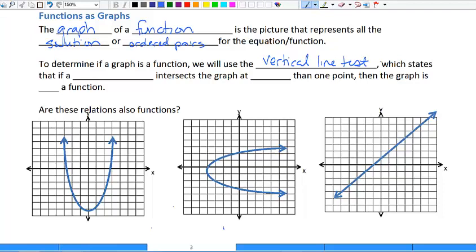which states that if a vertical line intersects the graph at more than one point, then the graph is not a function. So my question is, are these relations also functions?